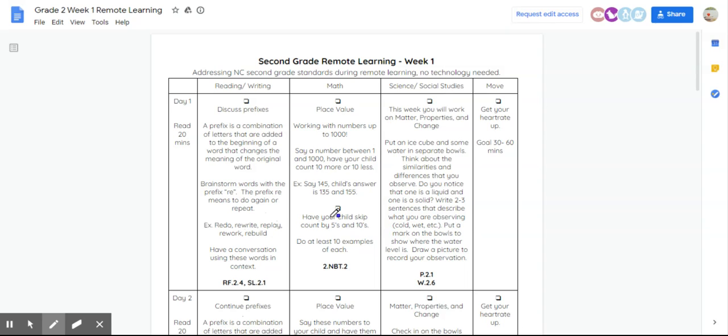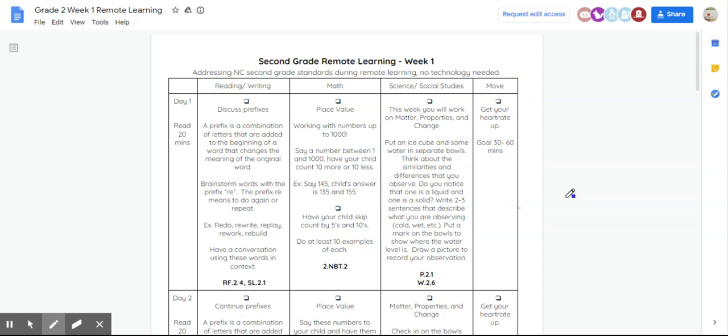All right, let's look at math for day 1. We're working on place value. We're working with numbers up to 1,000. Say a number between 1 and 1,000 and have your child count 10 more, 10 less. So if you said 145, your child's answer is 135 and 155. So that's 10 less and then 10 more.